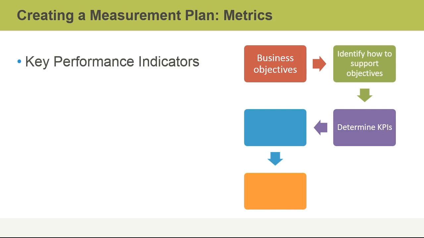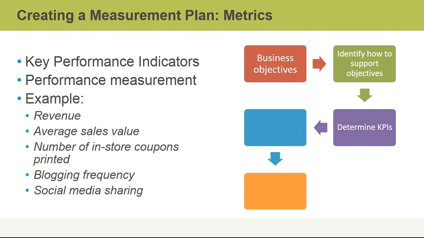Now that we have our business objectives and support strategy documented, it's time to determine our key performance indicators. We need to determine our KPIs so that we can start measuring our performance. In our sport fishing example, some of our KPIs may include revenue targets or average sales values.